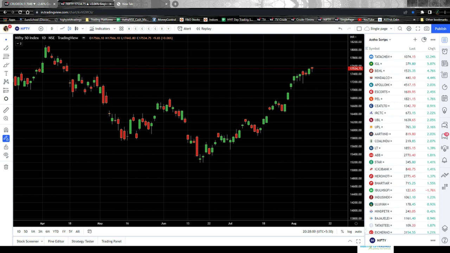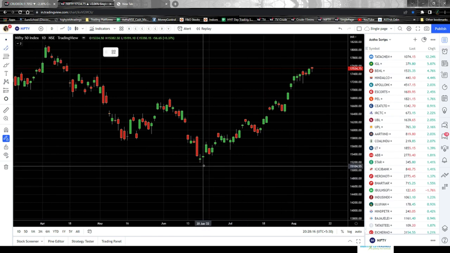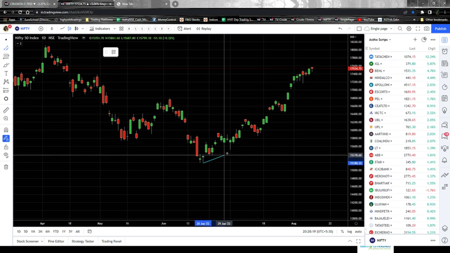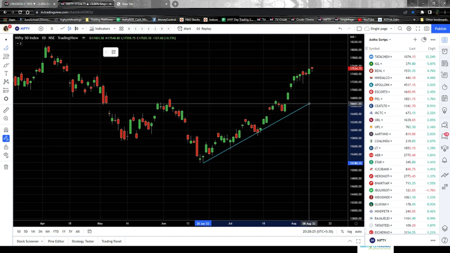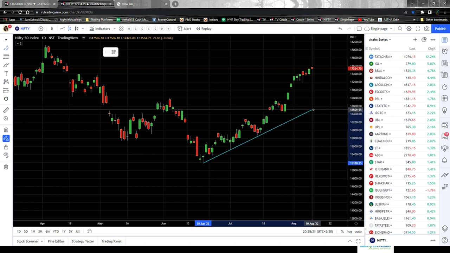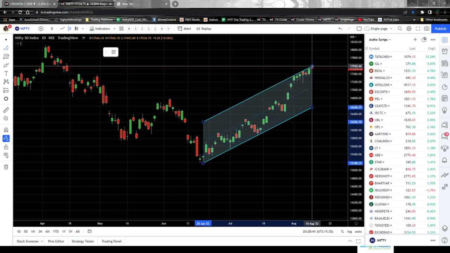So again, this is the TradingView terminal, which is used by me for my technical analysis. And in order to draw a channel, you have to go here and click on parallel channel, and click on the swing low. Make sure that it touches at least two candles. It might be touching the body of the candle or the wick of the candle, it doesn't matter. You need to stretch it all the way till the last candle, and then extend it and make sure that it touches at least two of the candles on the upper side.